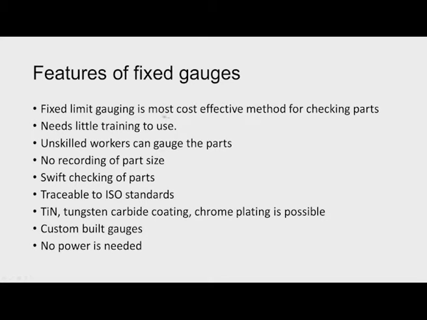Fixed limit gauging is the most cost effective method of checking parts, since the time taken to check the part is very less. What the operator will do is take the workpiece and clean the workpiece surface, and take the gauge and clean the gauge surface, and try to insert the workpiece into the gauge. If it enters the go side, and if it does not enter the no go side, then the workpiece is accepted, like that. So no actual size is measured in the gauging system, so the inspection will be very fast.